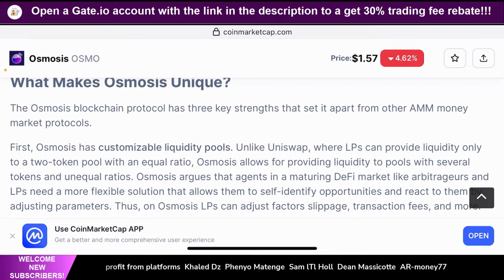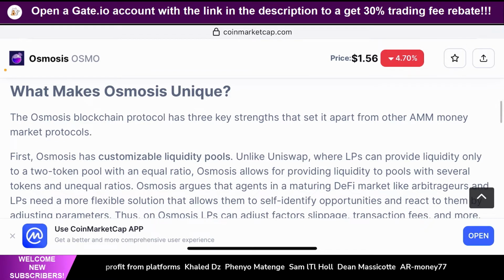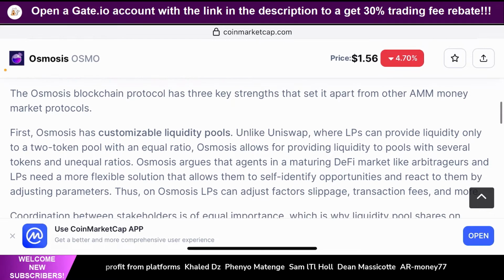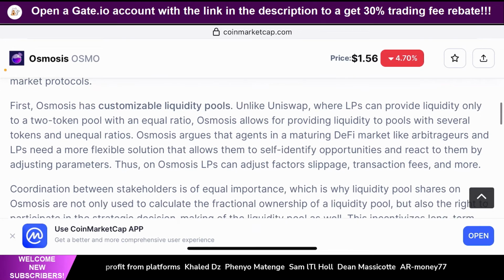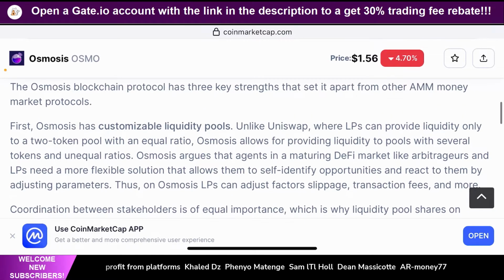Osmosis argues that agents in a maturing DeFi market, like arbitrageurs and LPs, need more flexible solutions that allow them to self-identify opportunities and react to them by adjusting parameters. So obviously they want to give more flexibility to arbitrageurs who want to trade on a constant basis to make profit, and they are trying to make it flexible for traders as well as arbitrageurs alike, right? So these are some of the main important benefits of Osmosis.